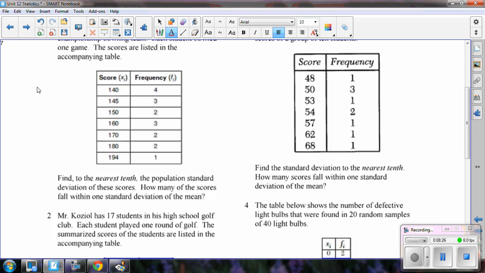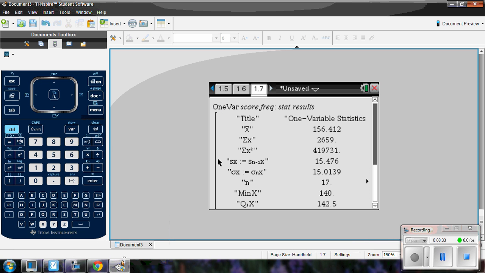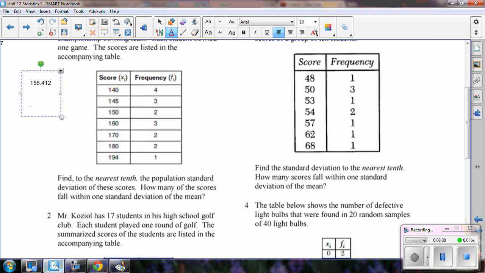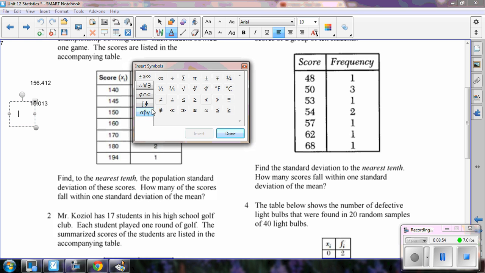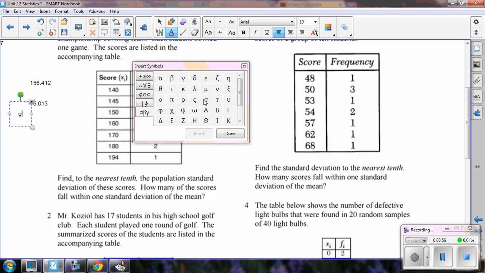So where's our thing? Here we go. We have 156.412 for our mean, and our standard deviation for population is going to be 15.013. So when we look at this, we have our mean and our standard deviation. So to the nearest tenth, the population standard deviation is going to be 15.0. And it's important that you put that 0.0 in here. So we have sigma is equal to 15.0.